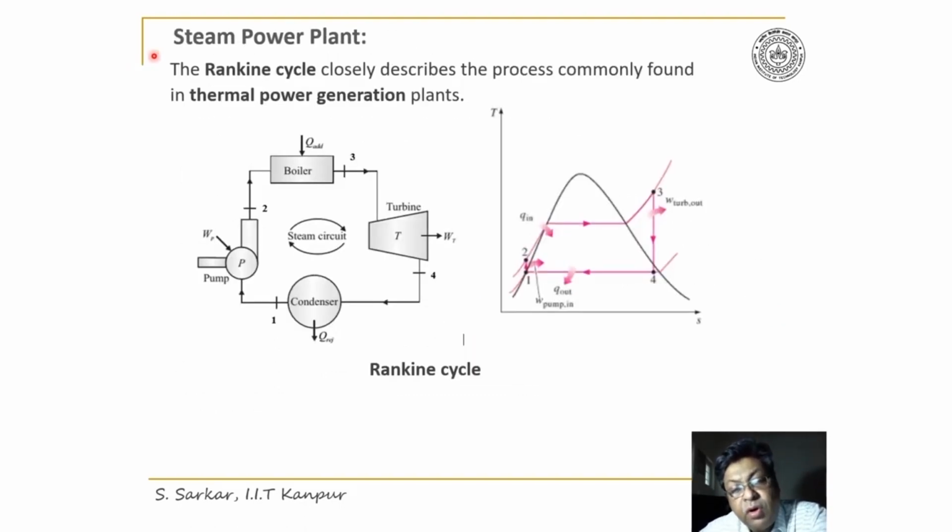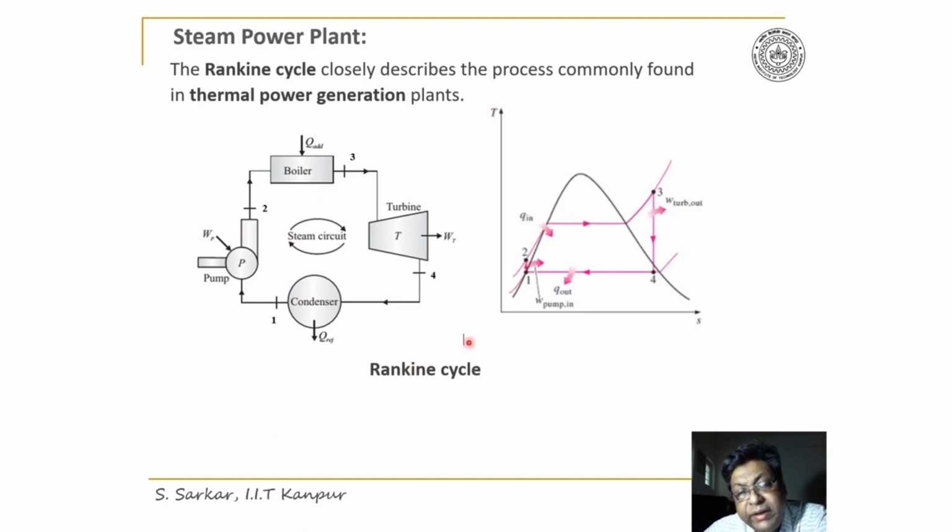However, for steam power plant, the Rankine cycle closely describes the process found in thermal power plant, where a pump is used to compress water and high pressurized water is fed to the boiler where it is heated and steam is produced, and that superheated steam is expanded by the turbine to produce the work output to run the generator, and it is again condensed, and that condensed water is again pumped and fed to the boiler to complete the cycle.